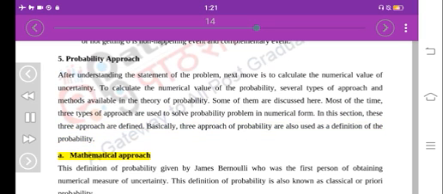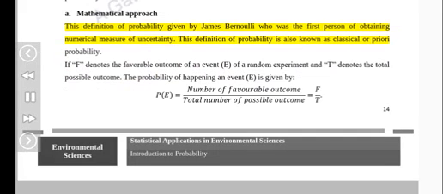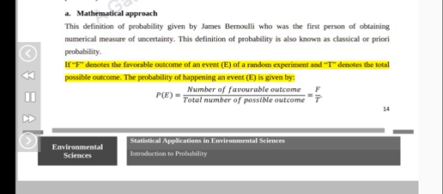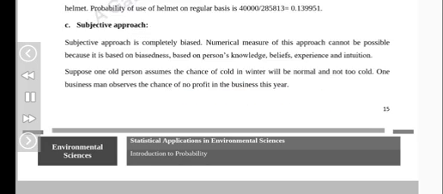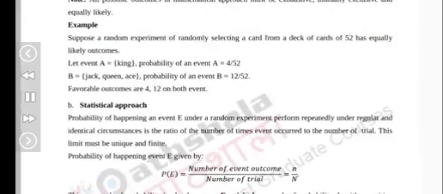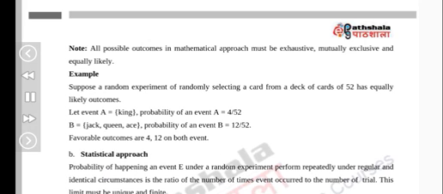A. Mathematical approach. This definition of probability was given by James Bernoulli, who was the first person to obtain a numerical measure of uncertainty. This definition of probability is also known as classical or a priori probability. If F denotes the favorable outcomes of an event E of a random experiment and T denotes the total possible outcomes, the probability of happening of event E is given by P equals number of favorable outcomes over total number of possible outcomes, equals F over T. Note, all possible outcomes in the mathematical approach must be exhaustive, mutually exclusive and equally likely.